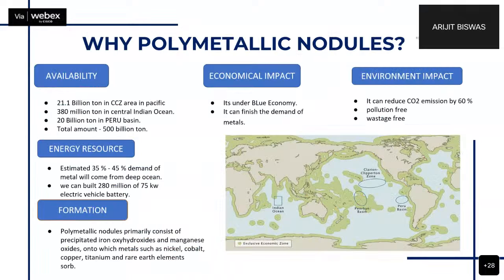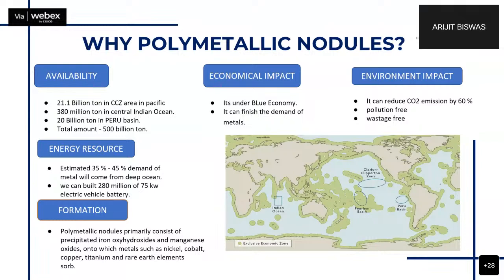The next is why polymetallic nodules. This is basically a manganese, nickel, and cobalt mixture that can be found in the ocean. There are so many resources there, but why do we have to take this particular one? Because of the availability. There are 4 locations where we can find it. As you can see in the map, there is the CCZ area in the Pacific, Peru Basin, Penrhyn Basin, and the Central Indian Ocean. 21.1 billion ton in the CCZ area in the Pacific, 380 million ton in the Central Indian Ocean, and 20 billion ton in the Peru Basin.